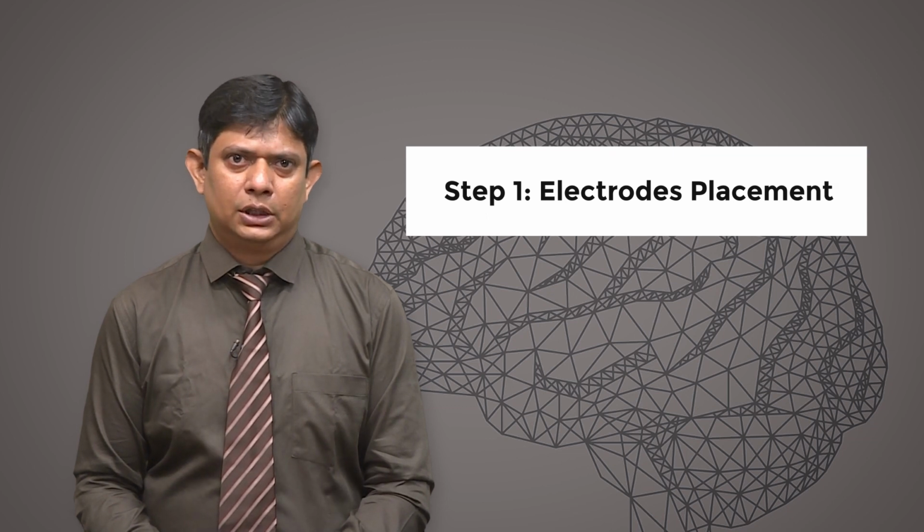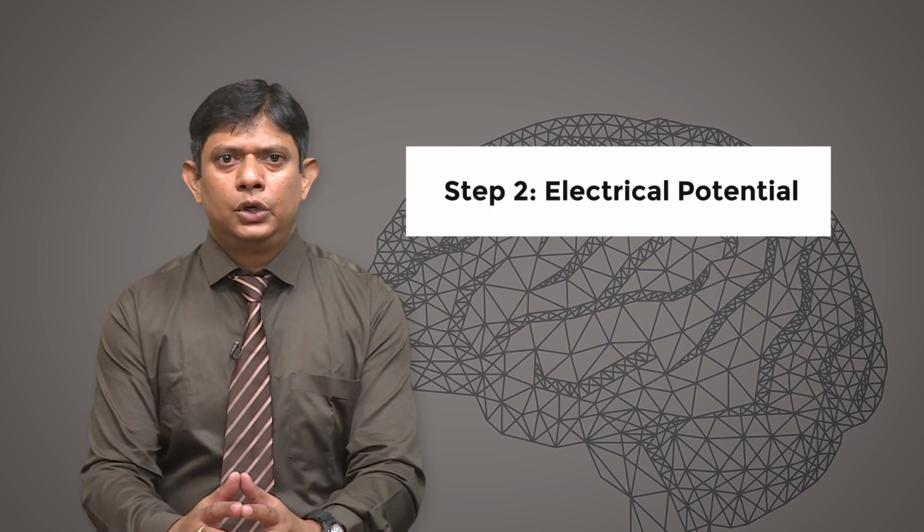The EEG detection and recording process includes the following steps. The first one is electrode placement. EEG begins with the placement of the electrodes on the scalp. These electrodes are typically positioned in specific patterns and configurations to capture the electrical activities from different regions of the brain. The second one is electrical potential. Neurons communicate by sending electrical signals in the form of action potentials. When millions of neurons work together, their combined electrical activity generates a measurable potential difference on the scalp.